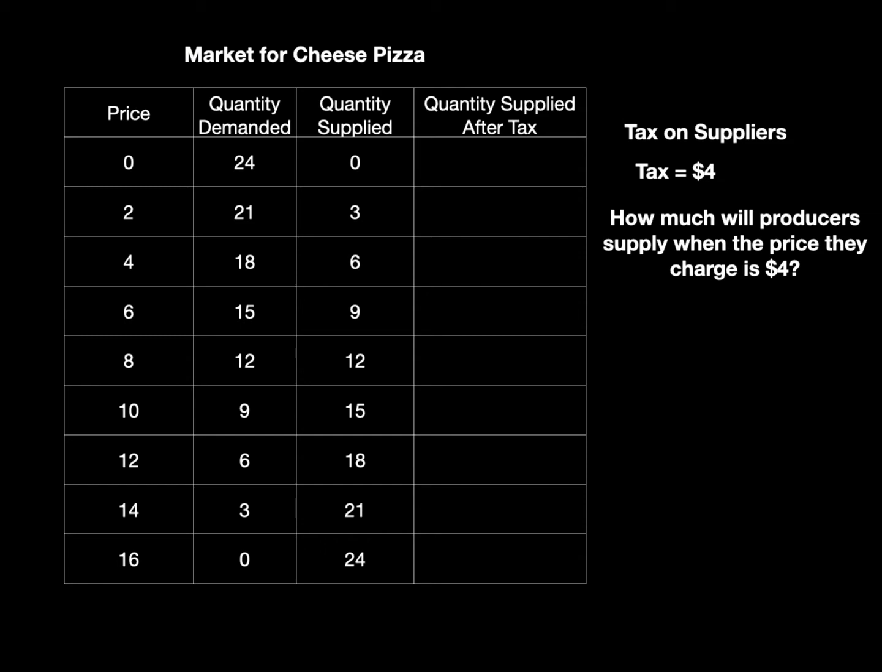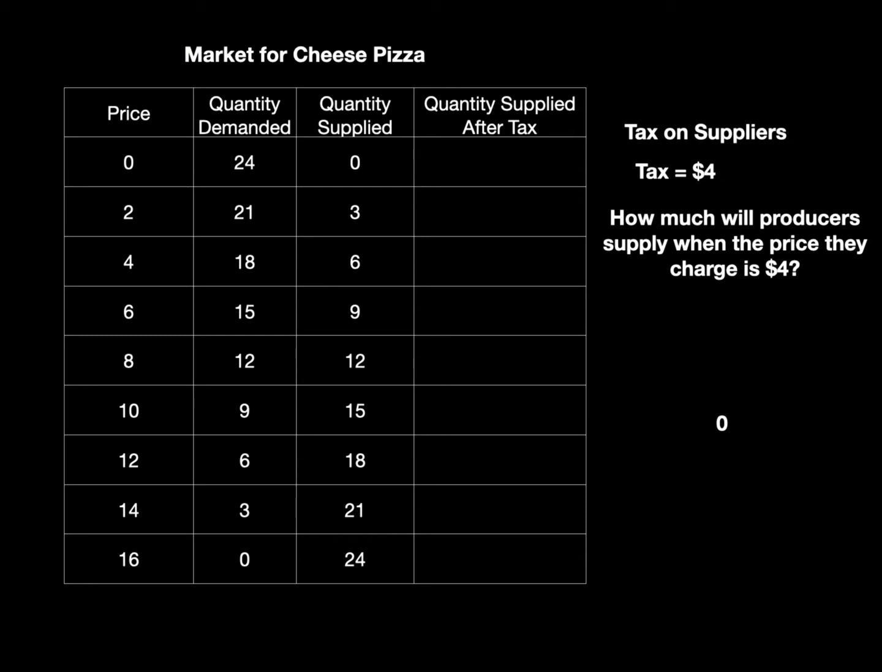To assess the effects of this tax on suppliers, we want to derive a new supply schedule. To do this, let's first look at how much producers will supply when the price charged is $4. If producers are charging $4 after they pay a tax to the government of $4, producers are actually receiving $0. So the after-tax price that suppliers are receiving is $0.